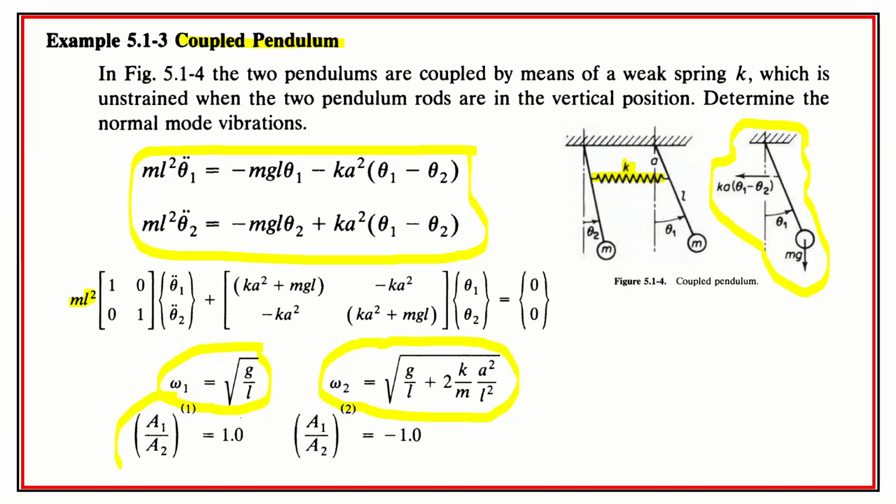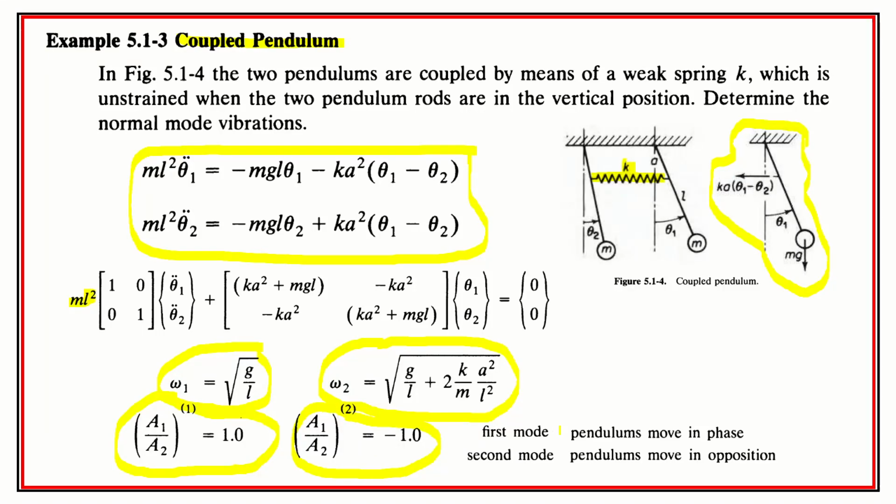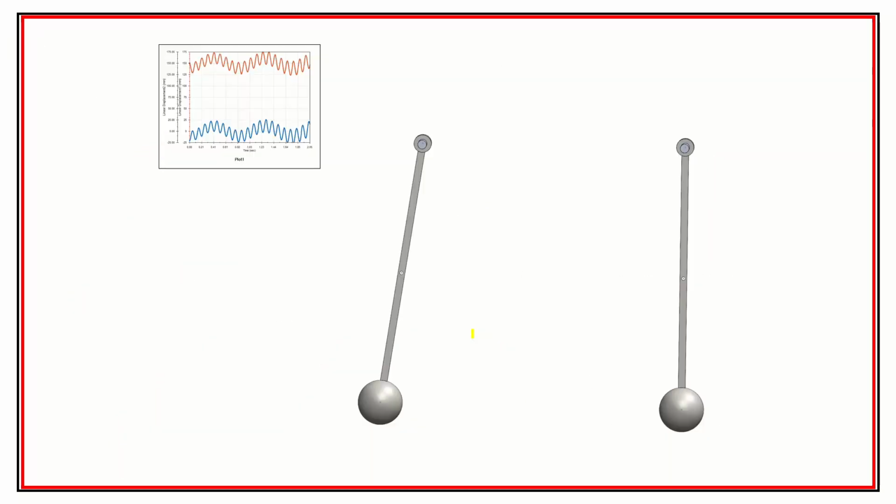The first eigenvector, related to the first eigenvalue, is just going to be equal to 1. So that means these things are going to move together proportionally, 1 to 1, back and forth, and in sync with each other. And then this other one says that they're going to be moving back and forth away from each other. So this just confirms what I just said. First mode, pendulums move in phase with each other. Second mode, pendulums move in opposition to each other.